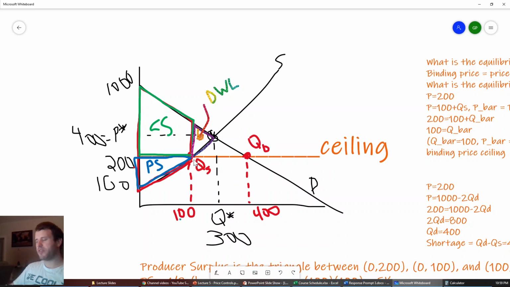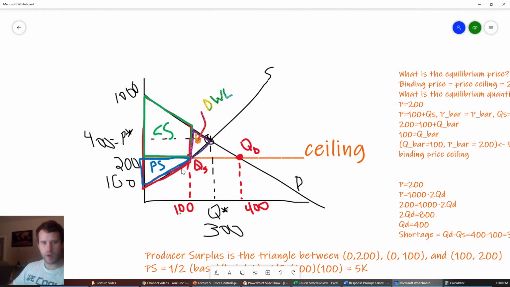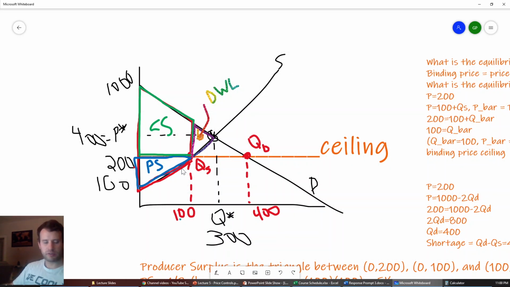We found that by saying P equals 200. That's the equation for the price ceiling. So we're looking for the intersection between the supply curve and the price ceiling. The price ceiling equation is P equals 200. The supply curve equation was 100 plus QS equals P. So we set P equals 200 equals 100 plus QS. Subtract 100 from both sides, and we get QS equals 100. That's how we got this point here. So the equilibrium price is 200, the equilibrium quantity is 100, and the equilibrium point is 100 comma 200.